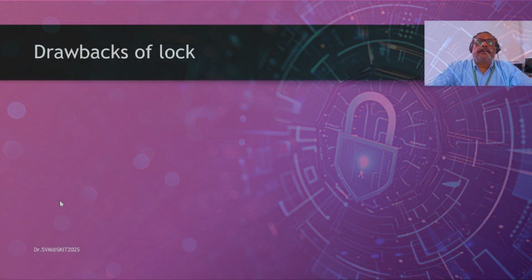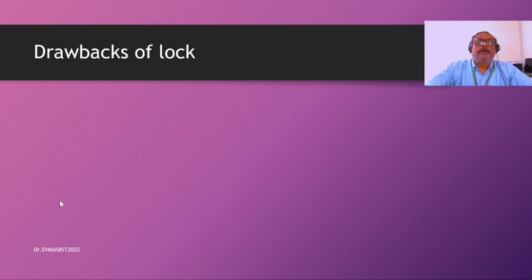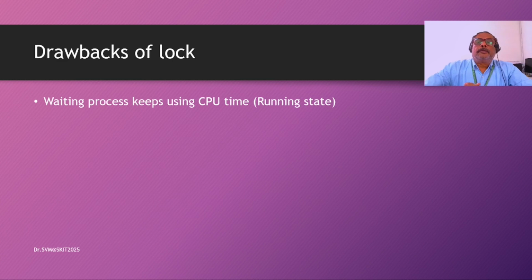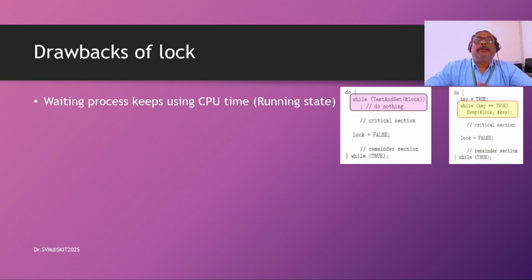Hi friends, now let's look at some drawbacks of using lock for synchronization purpose. The most important drawback of using lock is that the waiting process keeps using the CPU time. That means when we make a process wait because the lock is not available, it will be running on the CPU, or using CPU time, so it will be in the running state.